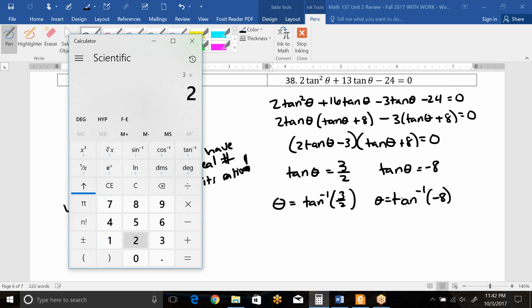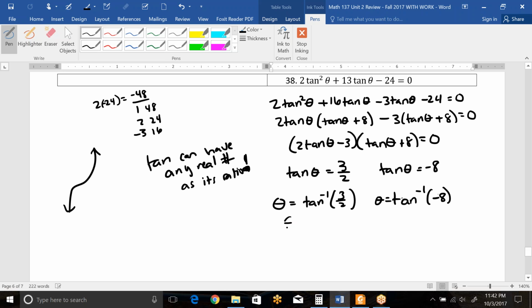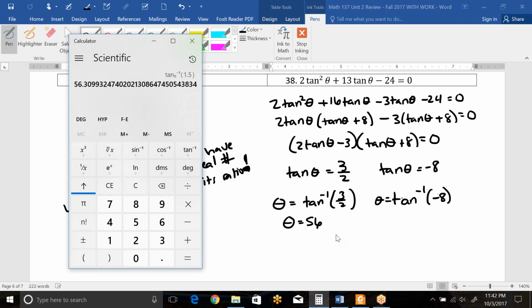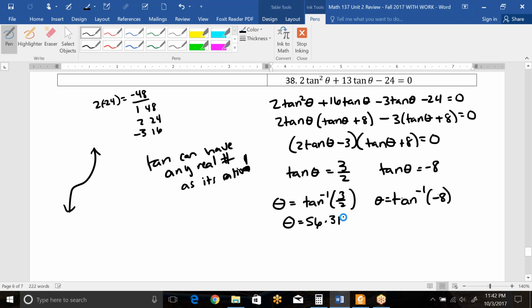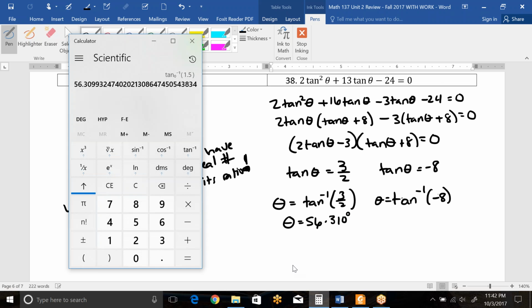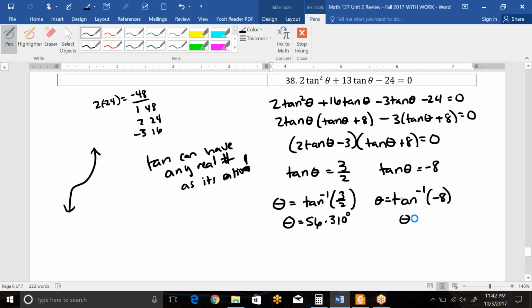So let's do that on our calculator. 3 divided by 2, then take the inverse tan. We're in degrees still, like we're supposed to be. That's a theta of 56.310 if we round up. And this one will be -8 inverse tan. It's -82.875.